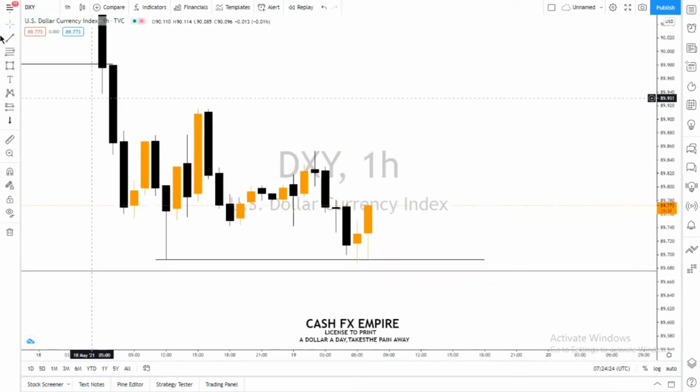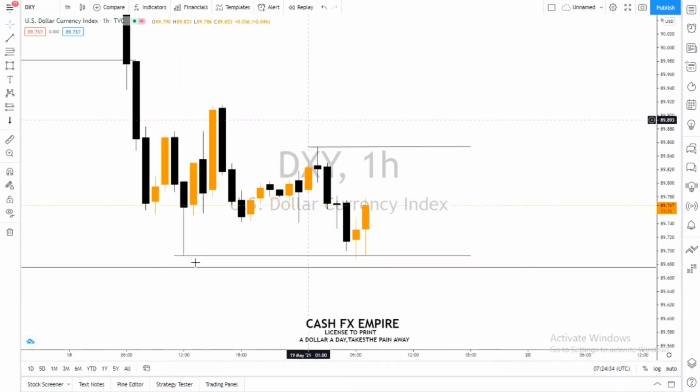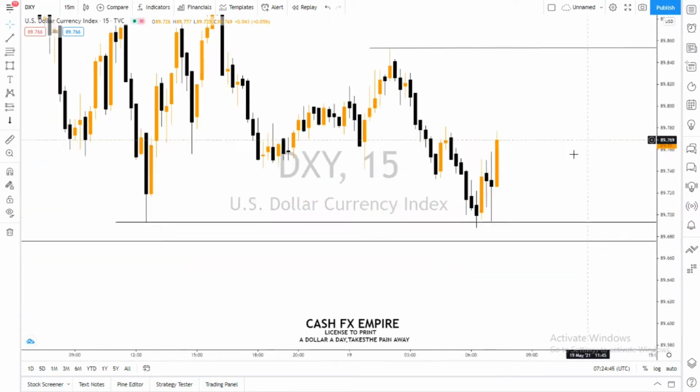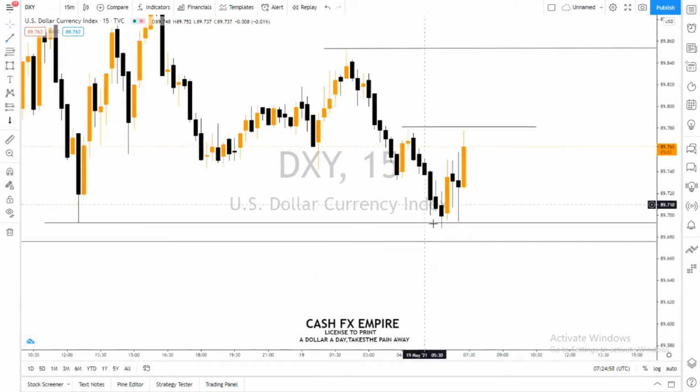First off, on the H1, I'm interested in this fractal. So this is more like the range I'm trading in right now. And when I go down to the M15, you observe that there's this structure that has been formed here. I want to see a take and the breakout of this fractal on the M15. On the M5, as you can see, there's already a confirmed move happening.